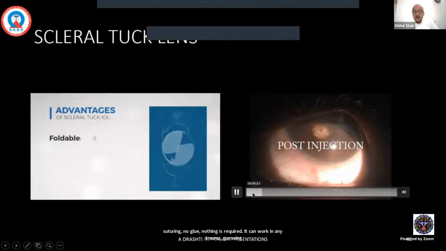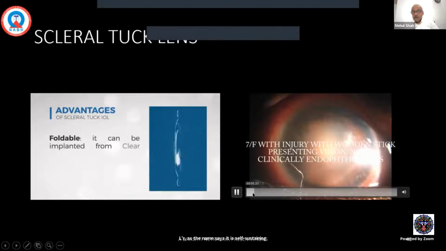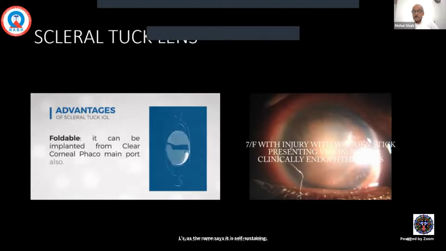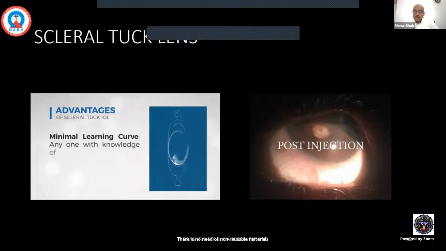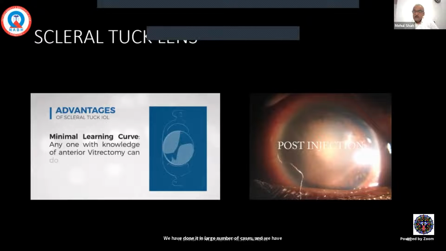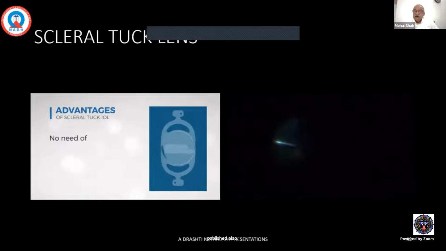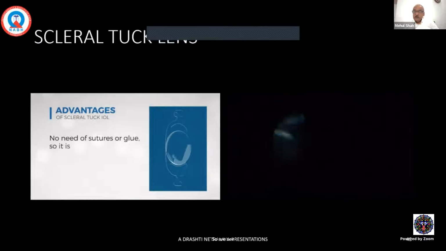It is foldable. This is a girl who is 7 years old, presented with no perception of light. No perception of light is not a contraindication of surgery in modern traumatology. Anyone with knowledge of anterior segment surgery, according to EVS, we applied EVS. No need of sutures or glue. The infection was controlled. It is cost-effective.